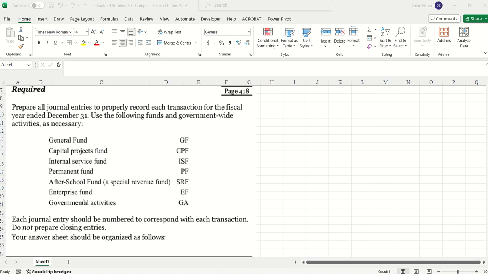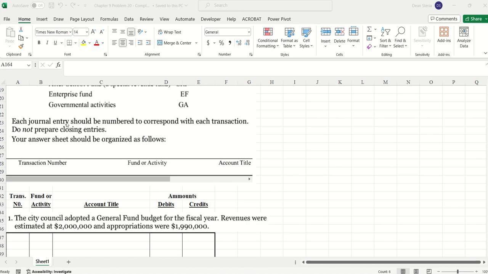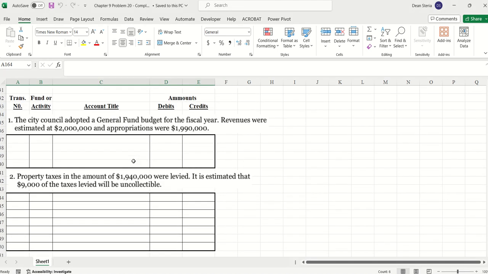Instructions. Basically, we're going to have to mark what fund it's for. Okay, and your journal entry number should correspond with the number that it is. So we have our transaction number, which is going to be 1.